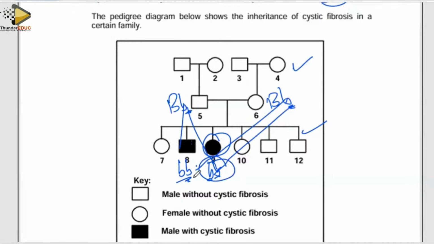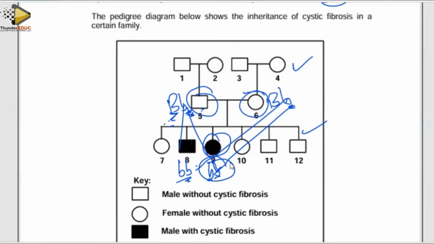Yes. So in this case, you can say that both parents A and B have both dominant and recessive alleles. Why do they have both recessive and dominant alleles? Because they are normal. Is it clear?